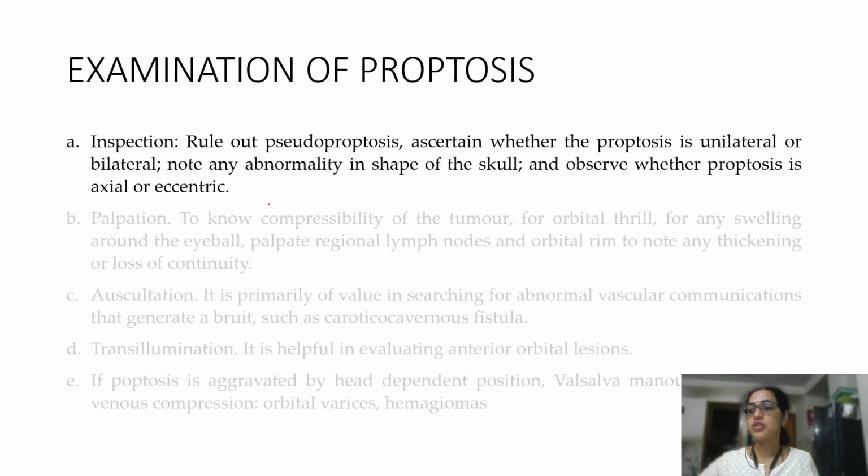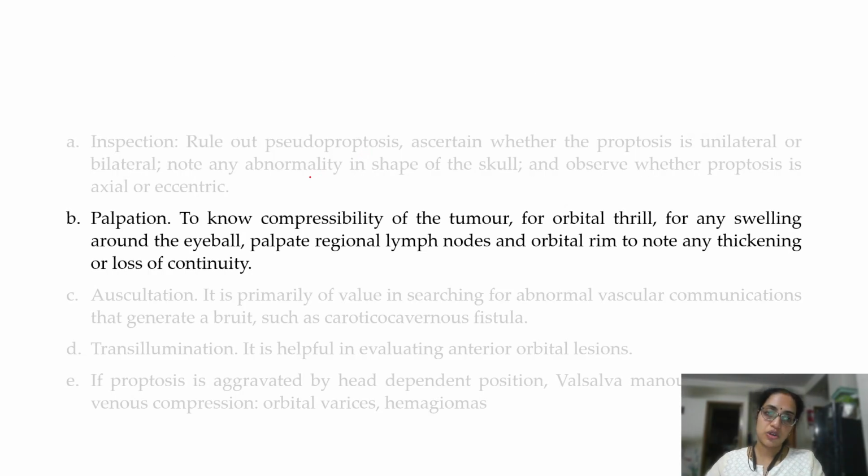So, coming to examination of proptosis per se, like in any surgery case, we do an inspection and palpation. There's no percussion, so just move on to auscultation and transillumination. In inspection, rule out pseudoproptosis that we already discussed till now. Ascertain whether the proptosis is unilateral or bilateral. Note any abnormality in the shape of the skull. We have discussed developmental anomalies of the skull and the orbit. Observe whether proptosis is axial or eccentric. These can be done by doing some measurements that I'll talk about.